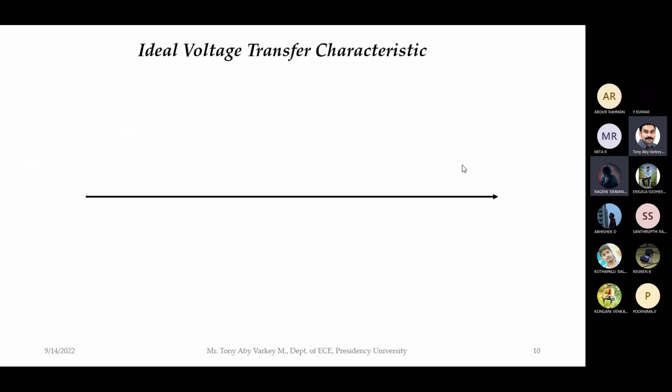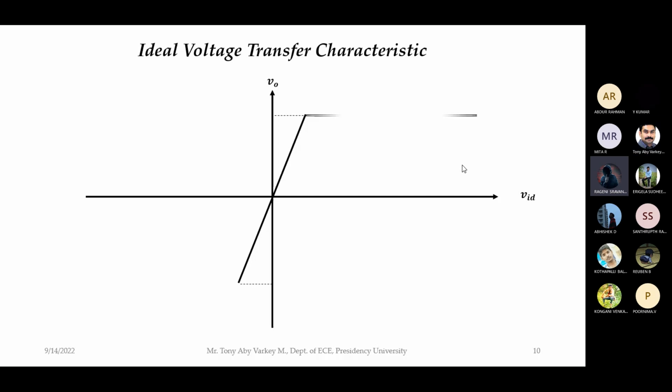Suppose you have VID on the x-axis, and on the y-axis you have the output. For a small range, if the input voltage is very small, you will get proper amplification. When the output voltage reaches a particular voltage, it will not go above that voltage. It cannot. That is what is meant by saturation.